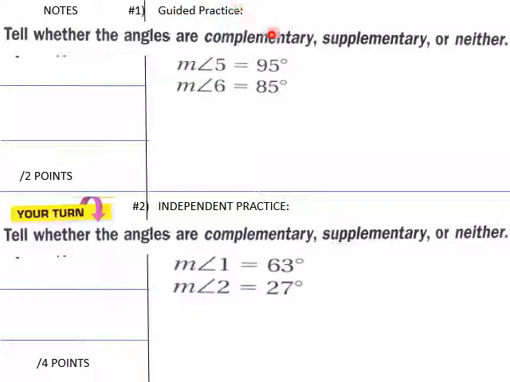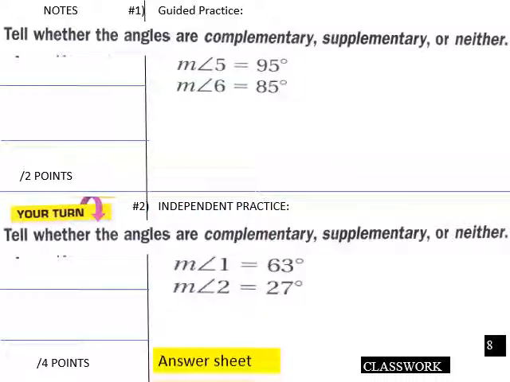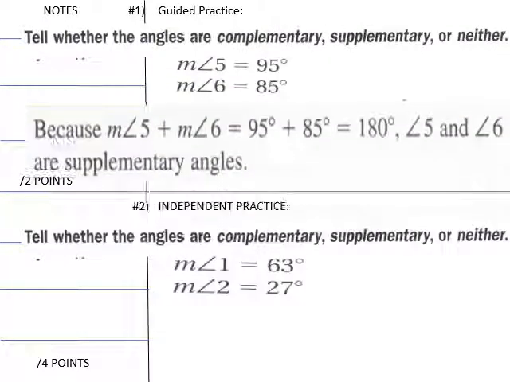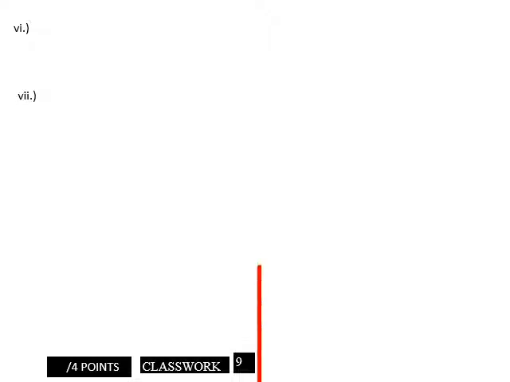Now we get a guided practice here. Tell whether the angles are complementary or supplementary or neither. So angle 5 and angle 6. And down here, students, this is your independent practice. They're supplementary because they add up to 180. 95 and 85 is 180. They're supplementary angles. Do I answer that one? No, students, you have to do your independent practice on your own, independently.